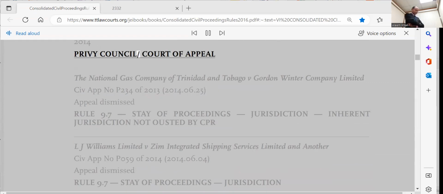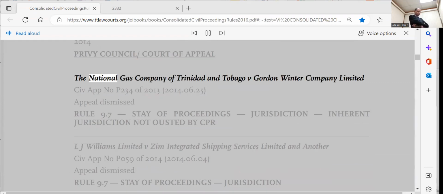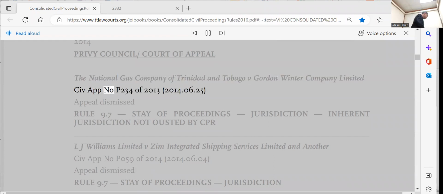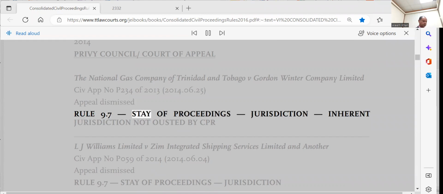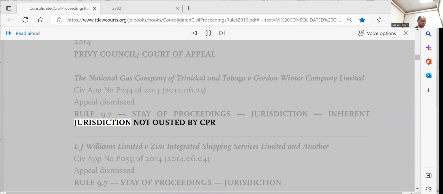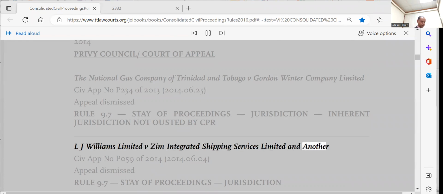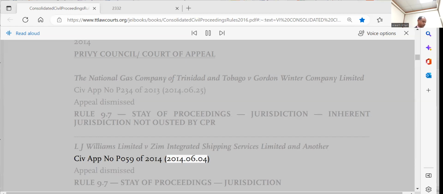2014 Privy Council/Court of Appeal. The National Gas Company of Trinidad and Tobago v. Gordon Winter Company Limited, Civ App No. P234 of 2013, June 25, 2014, appeal dismissed, Rule 9.7, stay of proceedings, jurisdiction, inherent jurisdiction not ousted by CPR. L.J. Williams Limited v. Zim Integrated Shipping Services Limited and another, Civ App No. P059 of 2014, June 4, 2014, appeal dismissed, Rule 9.7, stay of proceedings, jurisdiction.